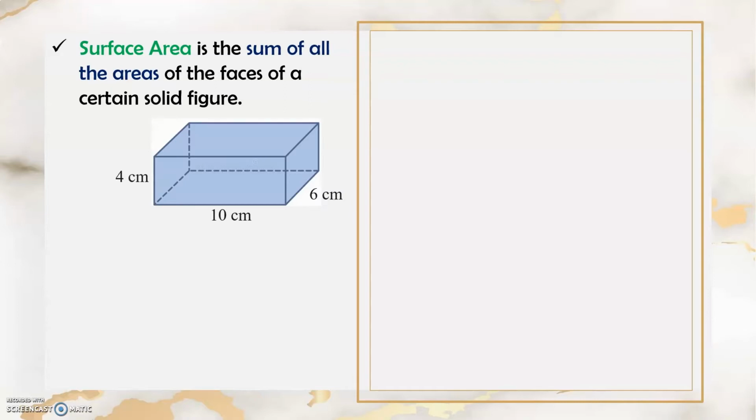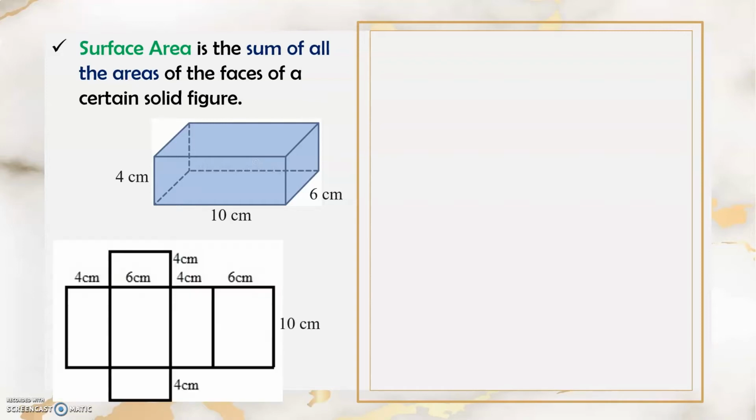Remember, when you say surface area, it is the sum of all the areas of the faces of a certain solid figure. For example, if you are asked to look for the surface area of this rectangular prism, which is 4 centimeters in height, 10 centimeters in length, and 6 centimeters in width, we have to find the area first of all its faces. And it will be much easier for us to do that if we visualize the net of this solid figure.